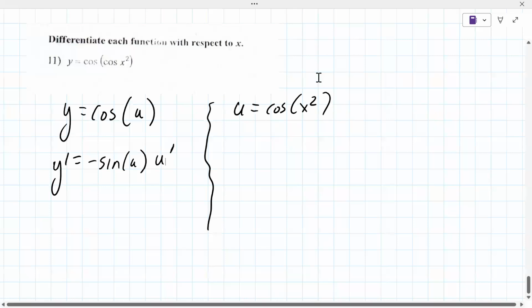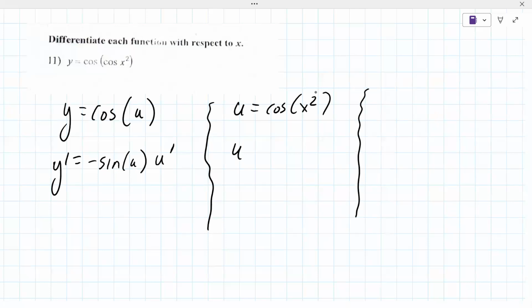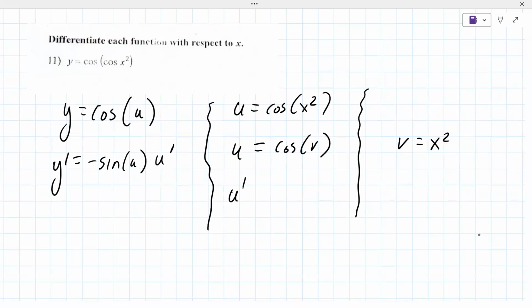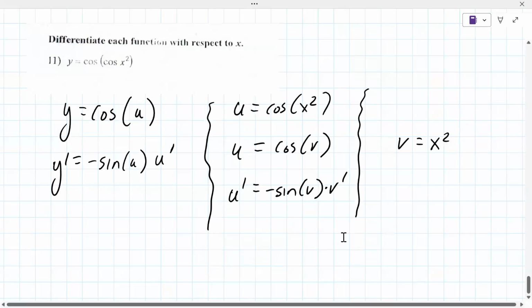Now on the right here is u. This is kind of a problem. It actually is. u equals cosine of v, and v is really x squared. You kind of see how I'm piecing this together. So the derivative of u prime is, well, the derivative of cosine is minus sine v times v prime, because there's an inside function.